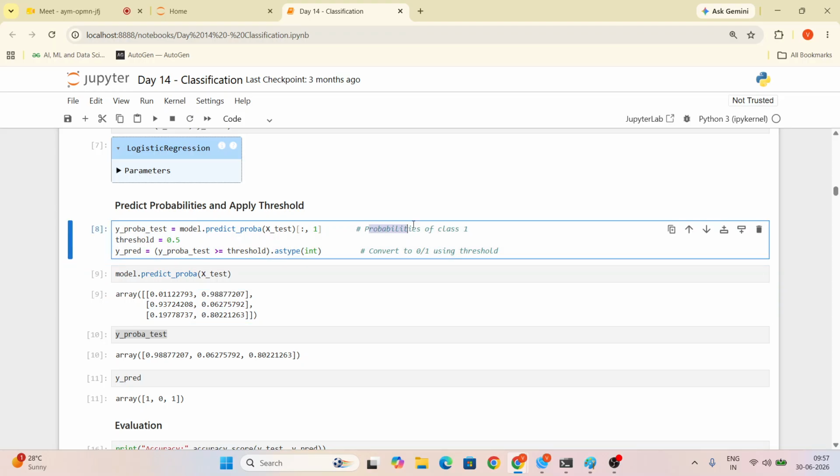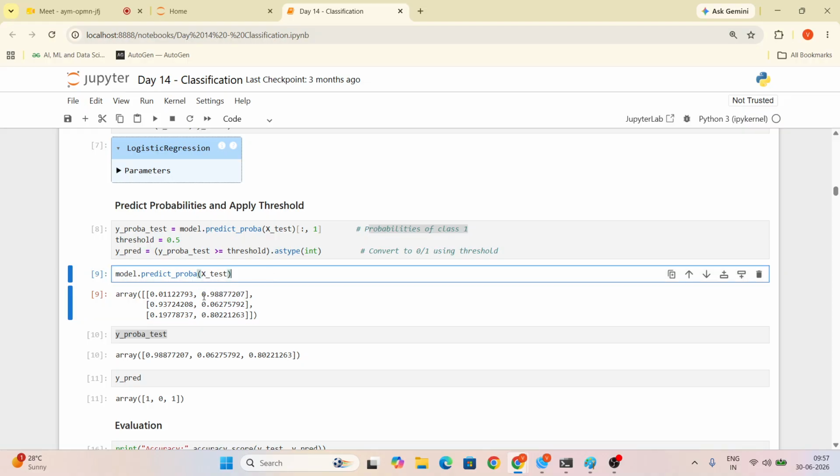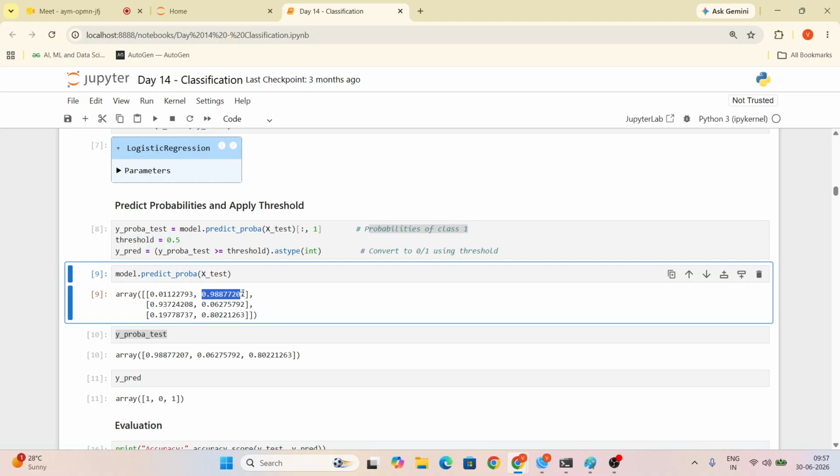See the command line, probabilities of class 1. We are only taking class 1. So this is class 0 and this is class 1. We need to look at the data in columns, not the rows. We are only taking the class 1 column. Have you got my point?